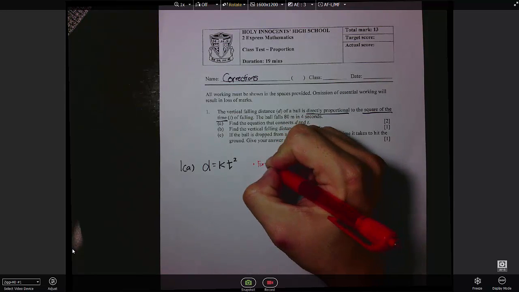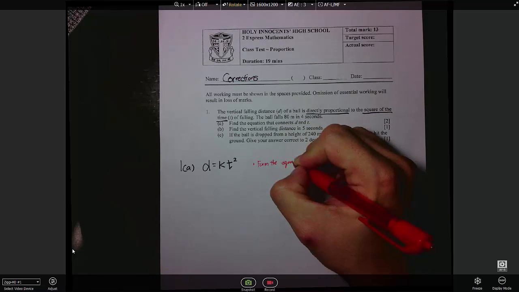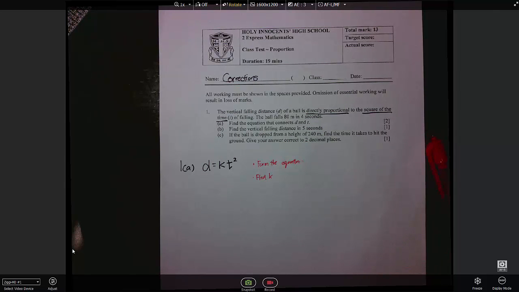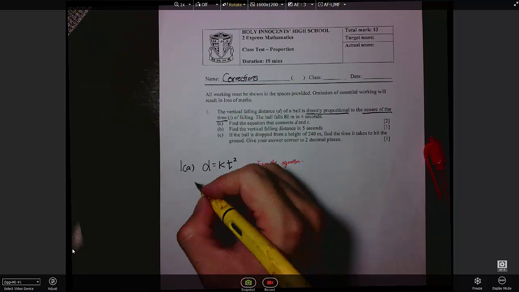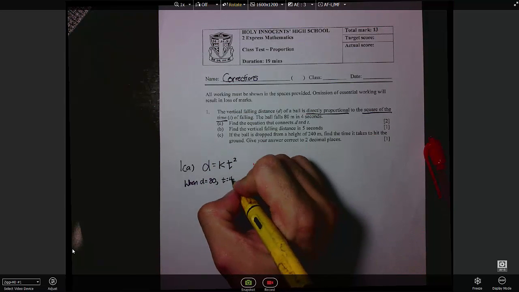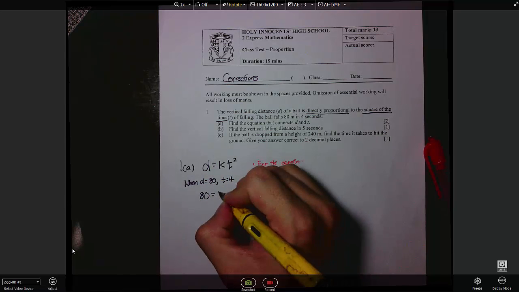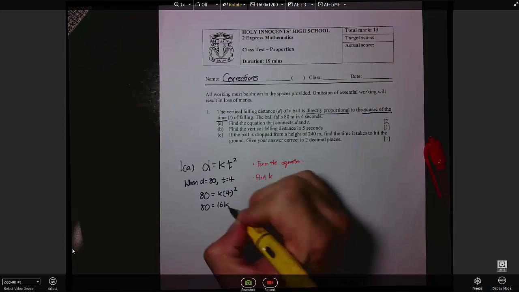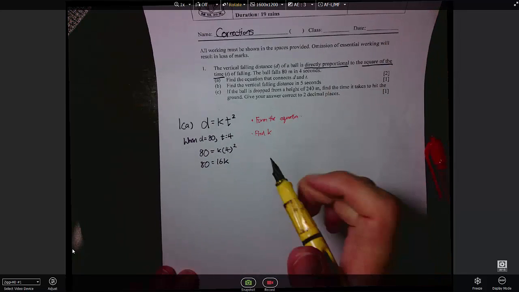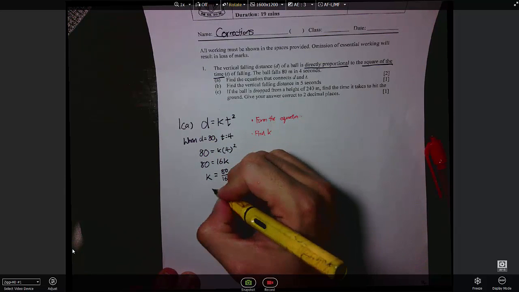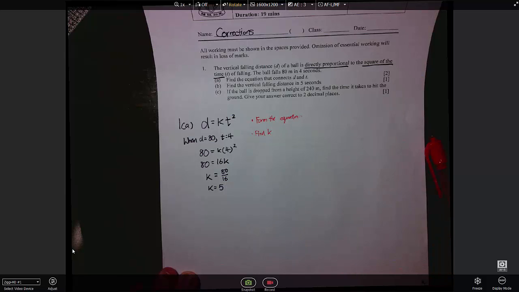So I have formed the equation. Okay, next part here is to find k. How I find k is this. First I will say that they say that the ball falls 80 meters in 4 seconds. So I'll say when d equals to 80, t equals to 4. So 80 equals to k times 4 square. So I get 80 equals to 16k. Alright, and then we know that k is 80 divided by 16, which gives me k equals to 5. So I found k already.